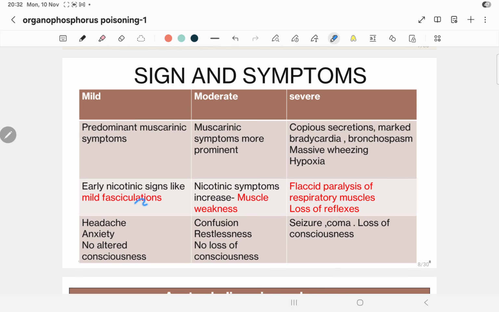In mild OP poisoning, we had fasciculations. In moderate OP poisoning, we had muscle weakness as a nicotinic symptom. But in severe OP poisoning, we will have flaccid paralysis, not weakness, paralysis of respiratory muscles. And there will be loss of reflexes. In mild poisoning, we will have headache, anxiety, no altered consciousness. In moderate OP poisoning also, we will have no loss of consciousness, but there will be confusion and restlessness in addition to headache and anxiety. And in severe OP poisoning, we will have seizure, coma, and loss of consciousness. Clear?